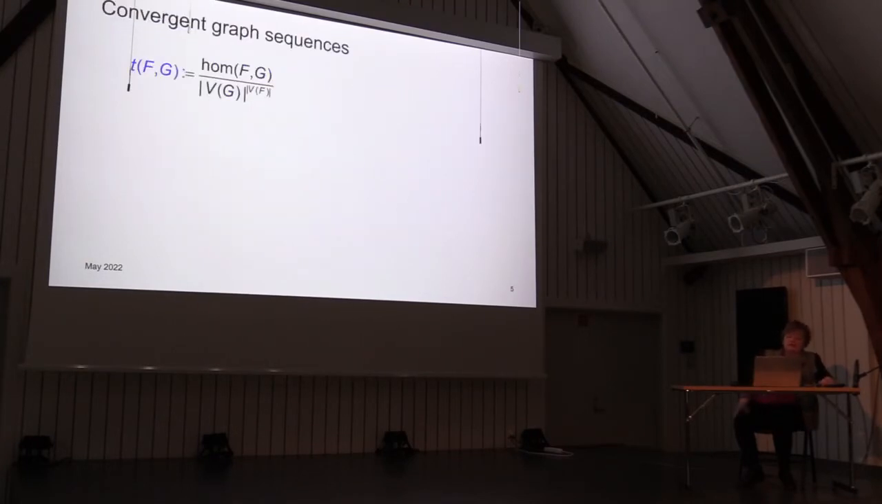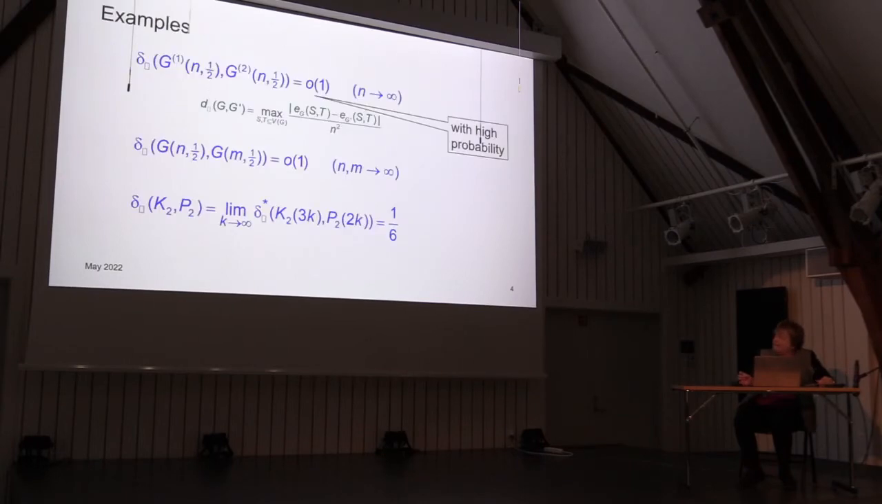Now we want to go further. What does it mean? I didn't understand the last thing. So you have an edge, you have a path, it's 3 points. K2 is the edge, sorry. K2 is the edge. P2 is the path of 2 edges. And then you do the blow-up business, and you can compute that this will go to 1/6.